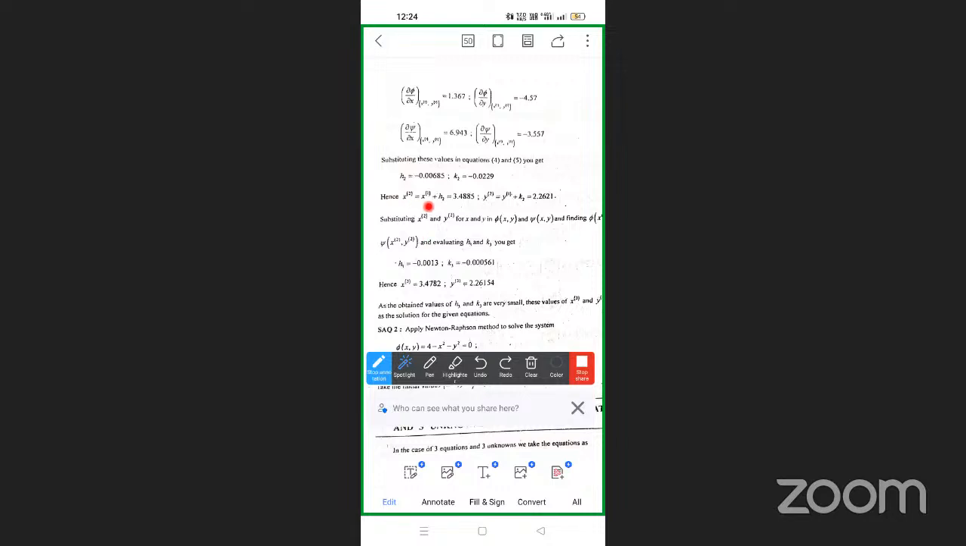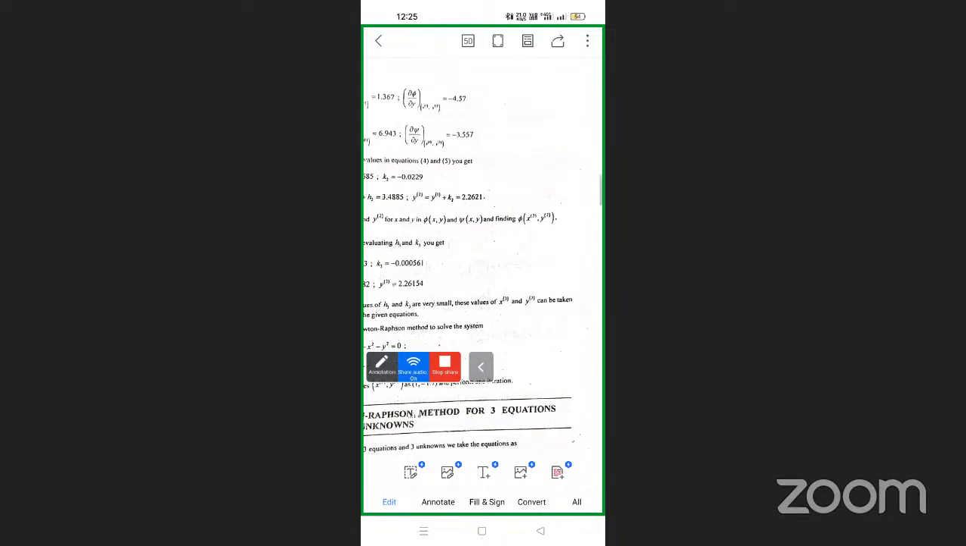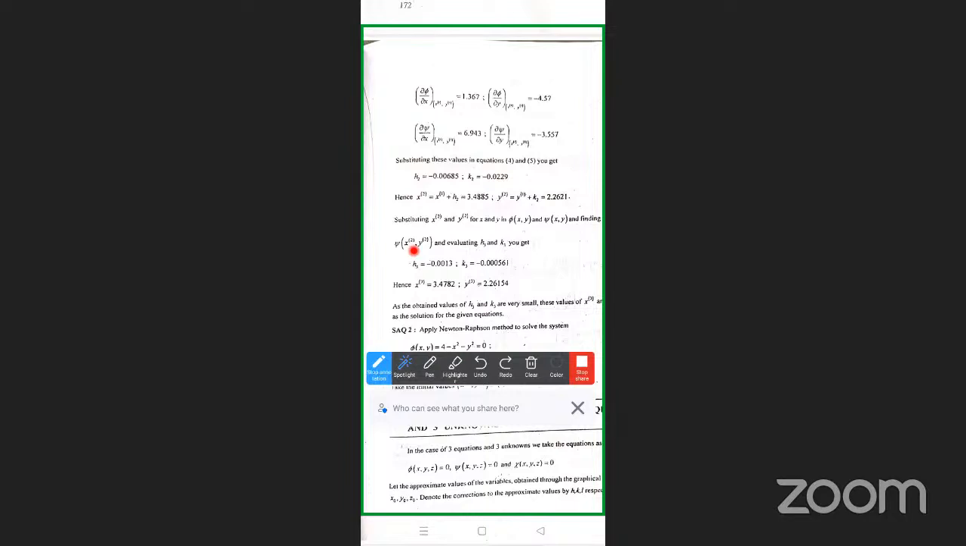x2, the second iteration, is equal to the first iteration plus h2. And y2 is the first iteration plus k2, that is 3.4885 plus 2.261. So these are the second iterative values of x comma y. Next, substituting x2, y2 for x and y in pi and psi, we have to calculate the pi comma psi values at the second iteration. That is pi of x2 comma y2 and psi of x2 comma y2, and also the h3 comma k3 values.